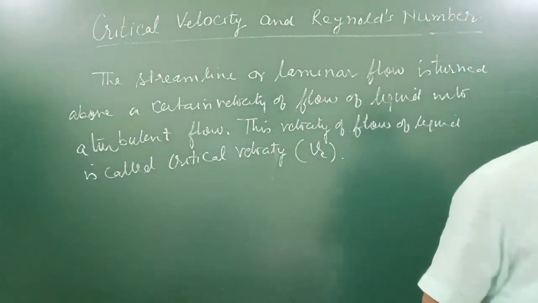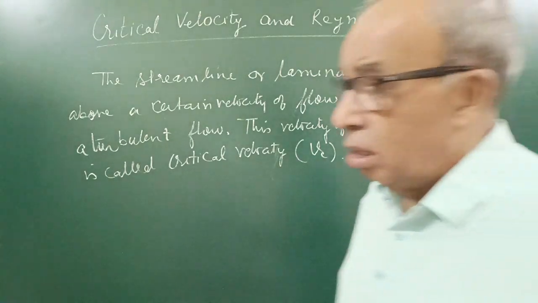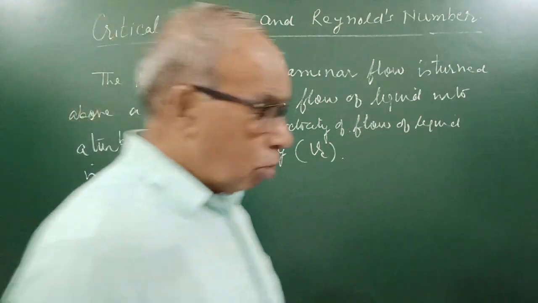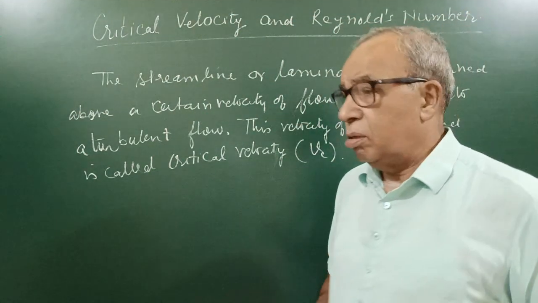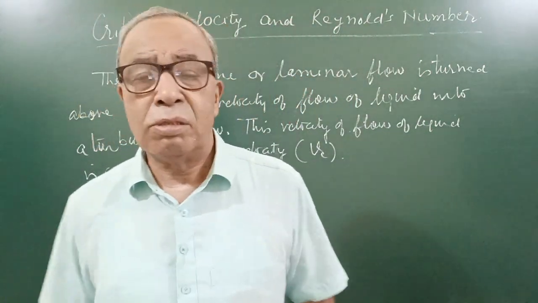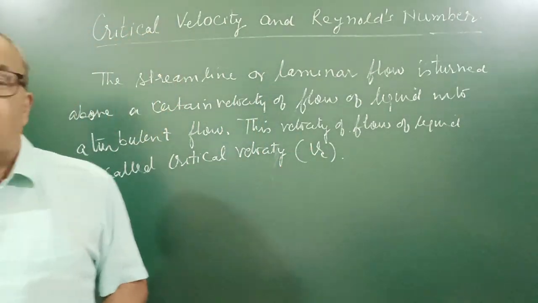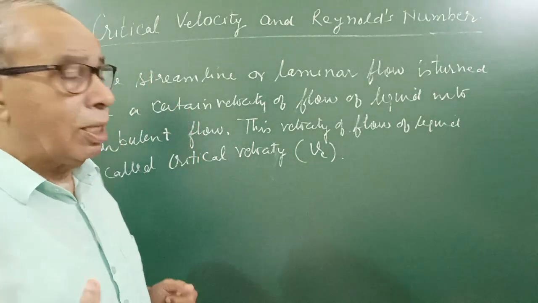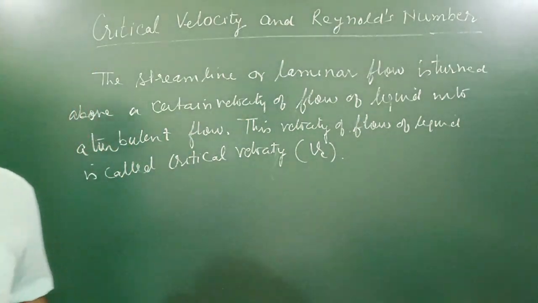Unfortunately, one day I saw the meaning of critical in Google. They have written serious. It is not at all serious. Critical means it is a line of transition from one position to another position. So there are two types of flow, streamline or turbulent. Above a certain velocity of flow, streamline or laminar flow becomes turbulent. That velocity is the critical velocity.